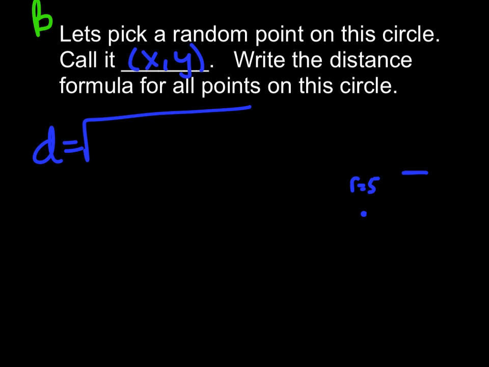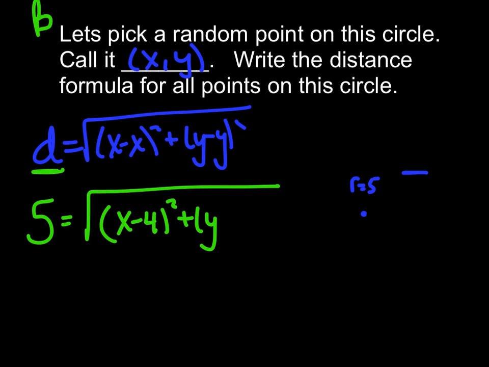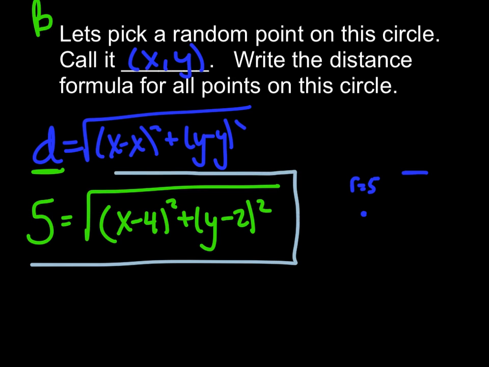So again, I'll start with my formula. And I actually know the distance that I'm finding is 5. So I'm going to say I have the square root of x minus 4 squared plus y minus 2 squared. And I'm going to stop right there. That is actually the distance formula with everything I know in there.